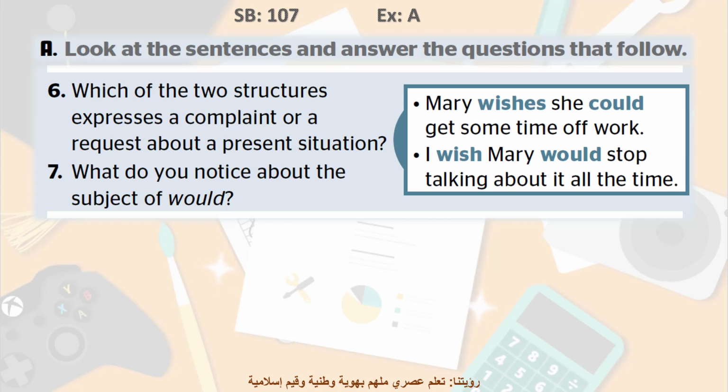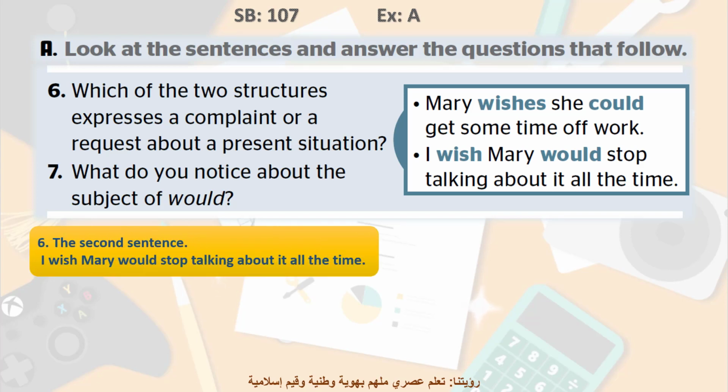Now let's read the questions. Question 6. Which of the two structures expresses a complaint or a request about a present situation? What do you think? Yes, the second sentence. In the second sentence, the speaker wishes that Mary would stop talking about something, okay? So Mary is talking about something and the speaker is not happy with it. So this sentence expresses a complaint or a request about a present situation.